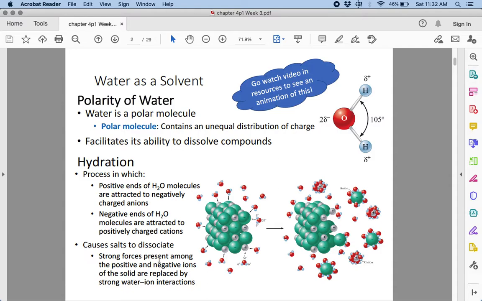So dissociation, hydration, right? This process of adding water to something will cause salts, we're saying ionic compounds, right? Salts, not just table salt, but any salt, to dissociate, right? The strong forces present among the positive and negative ions of the solid are replaced by strong water ion interactions. So, right, that's where we're saying the waters surround the cation and they say, hey, we're cool, come hang out with us. That's the interaction that we're talking about there. These strong water ion interactions.